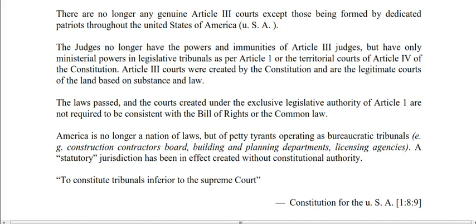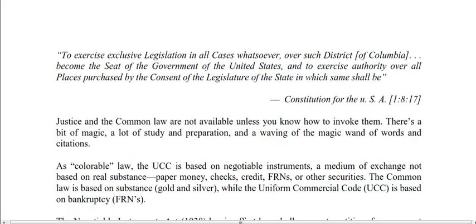Article III courts were created by the Constitution and are legitimate courts of the land based on substance and law. The laws passed and the courts created under the exclusive legislative authority of Article I are not required to be consistent with the Bill of Rights or the common law. America is no longer a nation of laws, but of petty tyrants operating as bureaucratic tribunals, ergo construction contractors board, building and planning departments, licensing agencies, etc. A statutory jurisdiction has been in effect and created without constitutional authority.